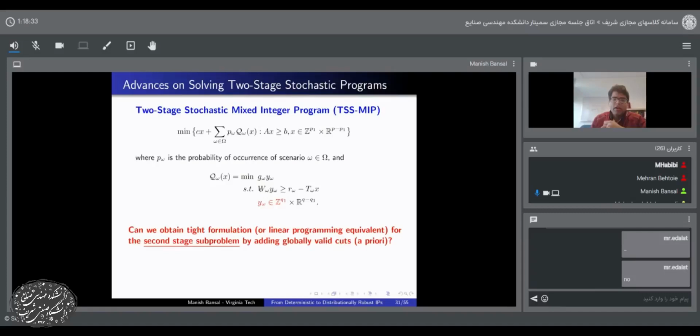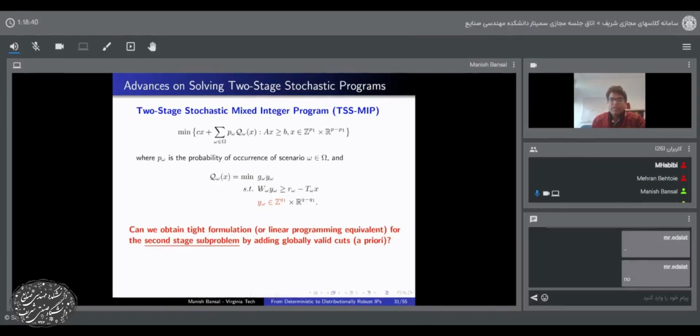So the question that came was, can we obtain tight formulations or linear programming equivalents for the second-stage subproblem by adding so-called globally valid cuts? Because I can solve this problem for a given x, since it is a mixed integer program, using a cutting plane approach. But as I change x, the feasible region is going to change, so the cuts developed for a given x might not be valid for another x. So we are looking for globally valid cuts, which means the cuts being added will be valid irrespective of x.